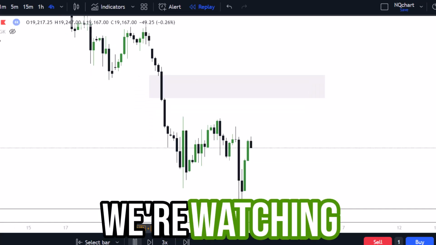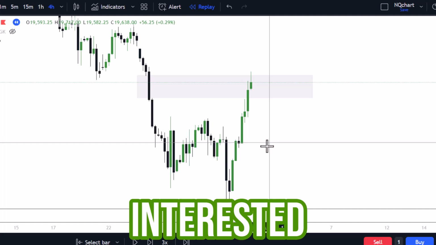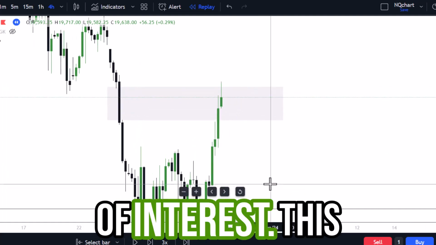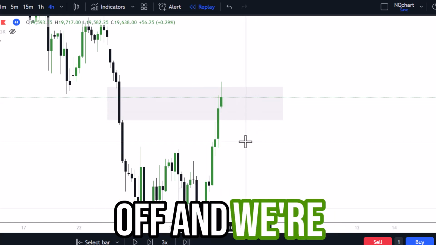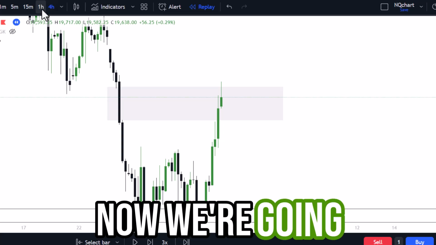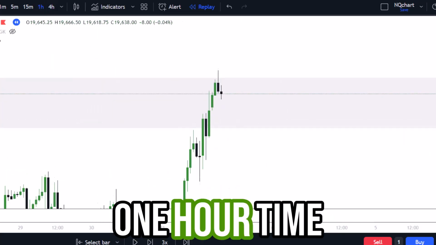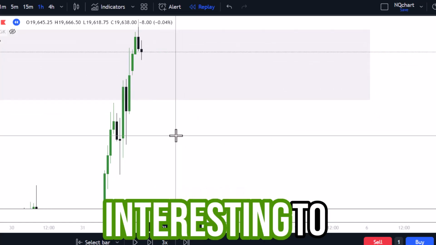We're watching, being patient. Okay, now we're interested because price has now come into our area of interest. This is our fair value gap that we have marked off, and we're interested right here. So now we're going to drop down to a lower time frame. Let's look into the 1-hour time frame, and let's see if we spot anything interesting to us.